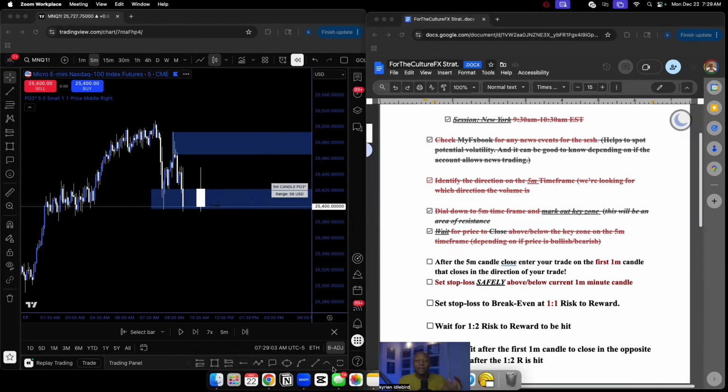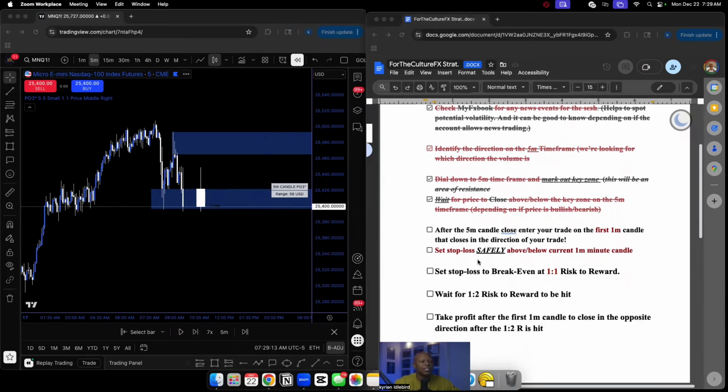Now let's get into the final step, which is our E, execution. And this is how we're going to execute every single day. So now that we've waited for price to break and close below our key low, what is our next step? It says after the 5-minute candle closes, enter our trade on the first 1-minute candle that closes in the direction of our trade. You can see here our 5-minute candle closes as a bearish candle.